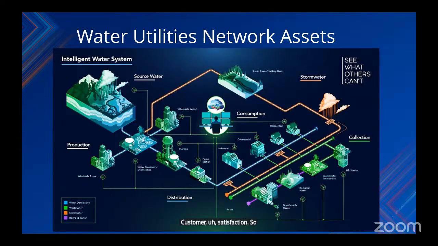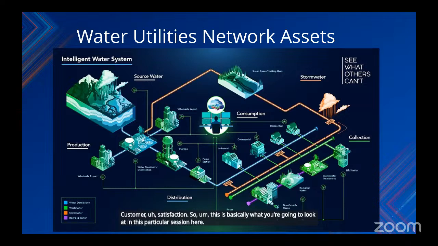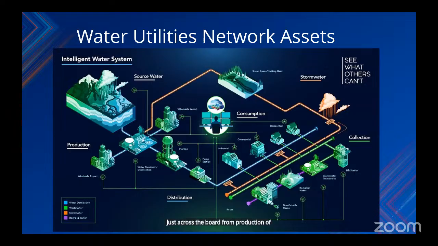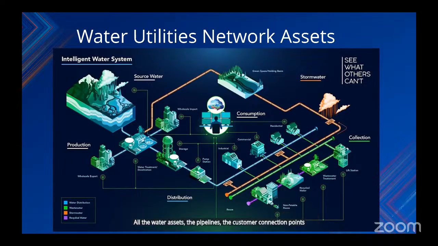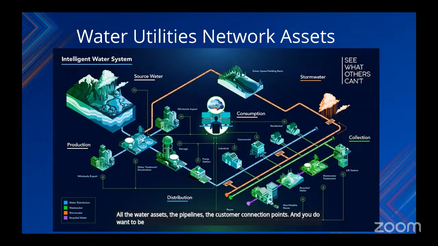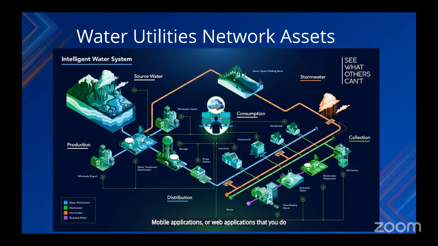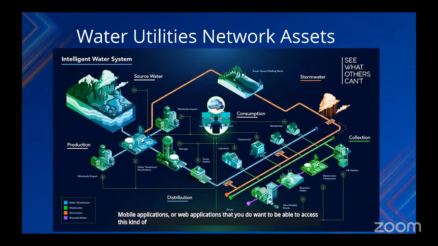So this is basically what you're going to look at in this particular session, whereby you're going to look across the board from production of water up to distribution, where you have all the water assets, the pipelines, the customer connection points, and you want to have this in a digital twin in terms of digital maps, mobile applications or web applications, so that you can access this kind of data for operational efficiency.